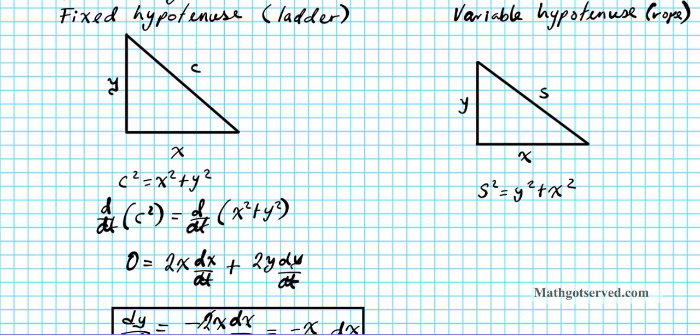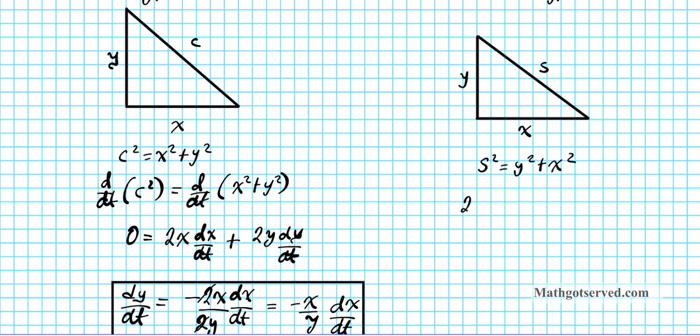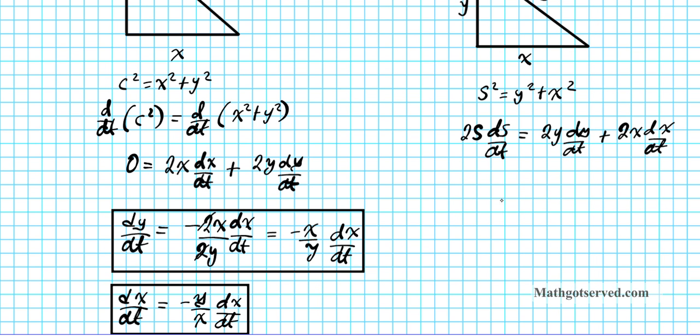If we differentiate with respect to time, we're going to have 2s ds/dt is equal to 2y dy/dt plus 2x dx/dt. If we get ds/dt isolated, we're going to have ds/dt is equal to 1 over 2s times 2y dy/dt plus 2x dx/dt. You notice if you distribute the 1/2 to all of them, this 2 cancels this 2 right there and that 2 right there.